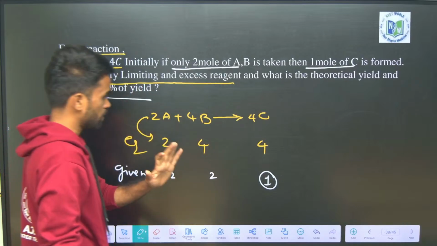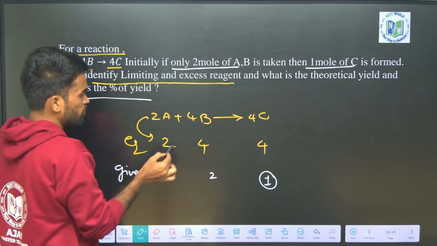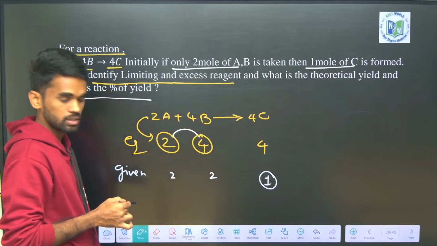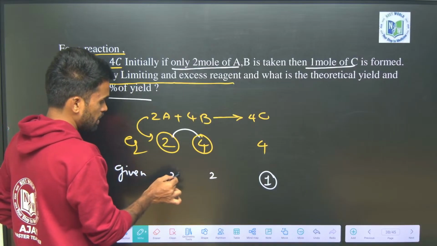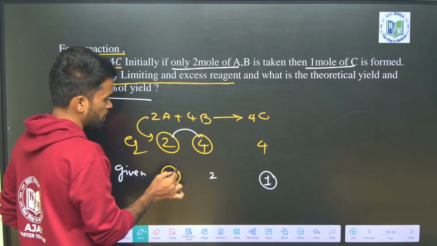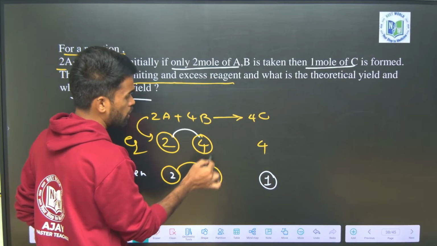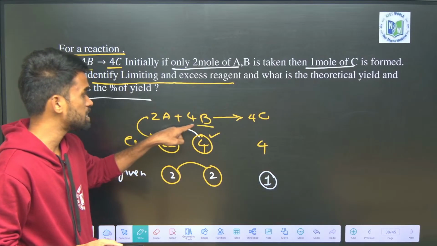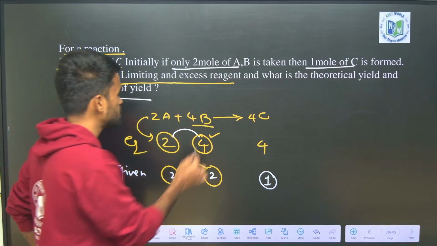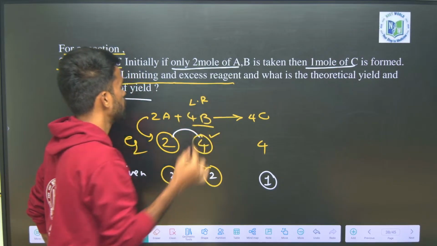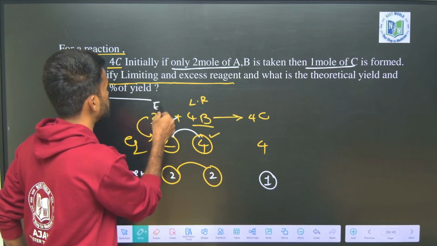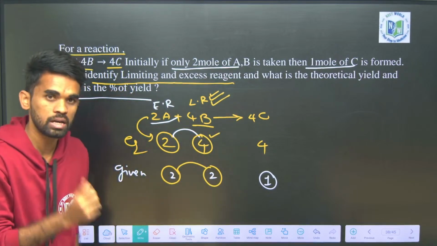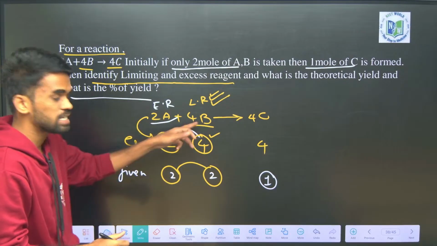See, what we know here is that for every 2 moles of A, we require 4 moles of B. But in the given case, for 2 moles of A, we have only 2 moles of B. How much do we require? 4 moles is required. It means our B is less than the requirement. So I can say B is our limiting reagent and A will be our excess reagent. So our calculation should be done with respect to the limiting reagent only, because it is in lesser quantity.